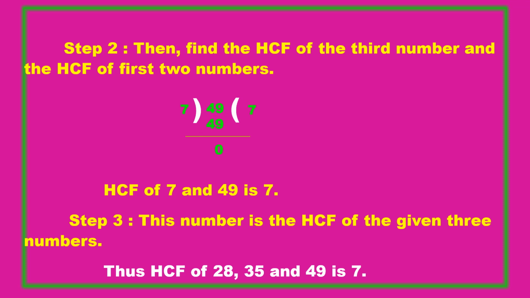So first pick out any two numbers and find the HCF of the two numbers. Then with the HCF of those two numbers, you should find the HCF with the third number. I hope you understood this video. Just go through the prime factorization method and the continued division method. If you practice, then only you will be perfect.